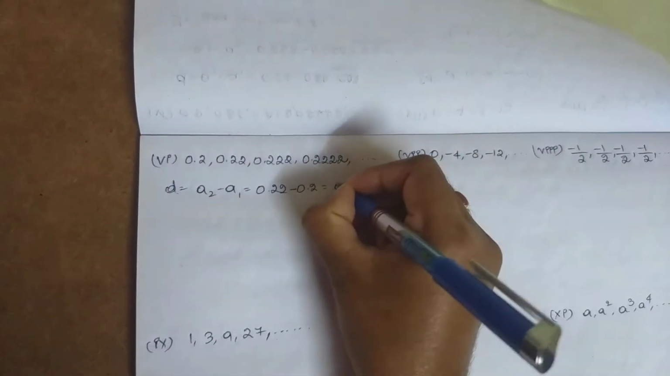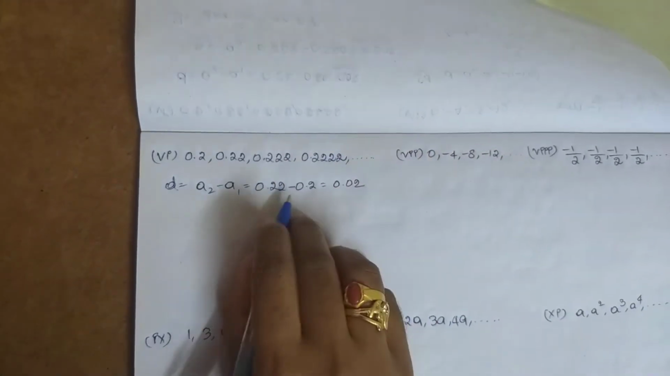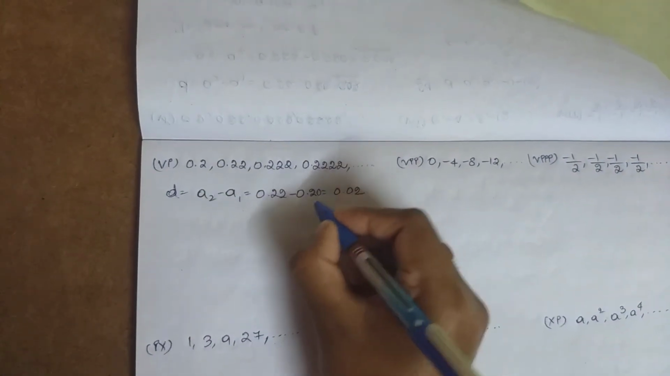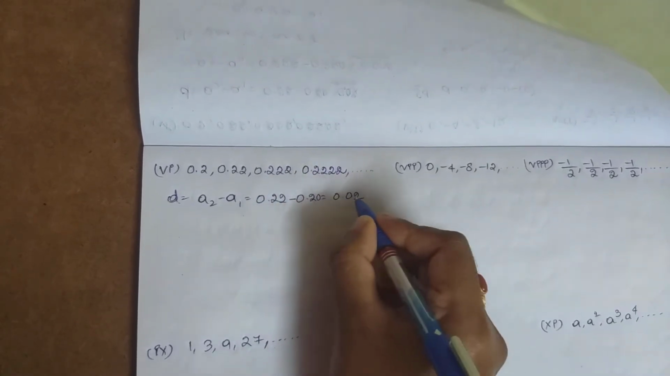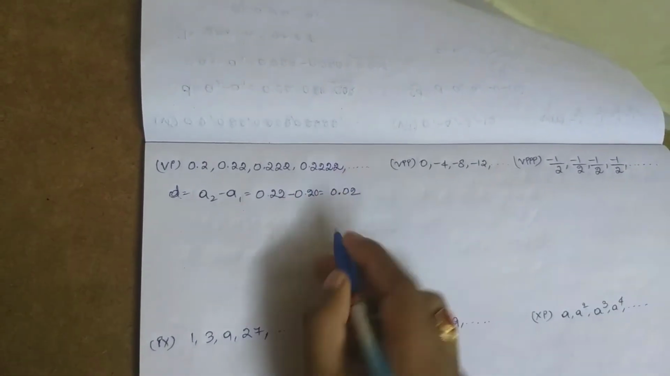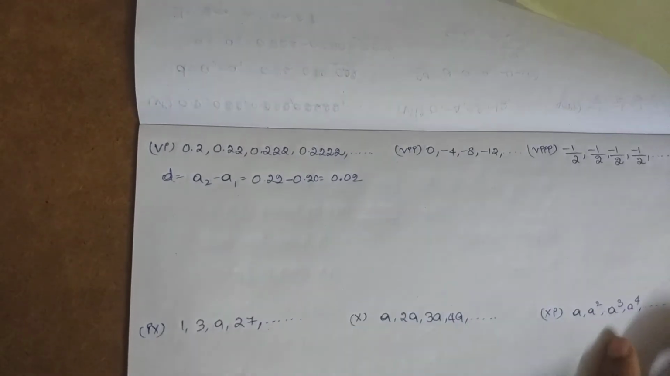We'll get what? 0.02. See, 22 minus, if nothing is there, it is 20. 22 minus 20, it is 2. But the point is there before two numbers, right? So put it as two numbers before, you'll get 0.02. This is a simple technique I am telling you.